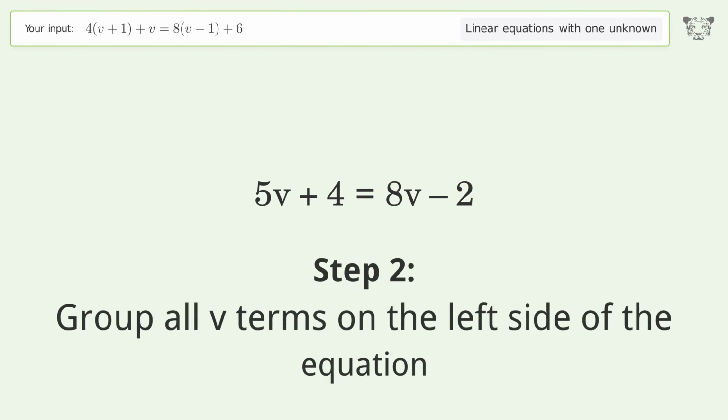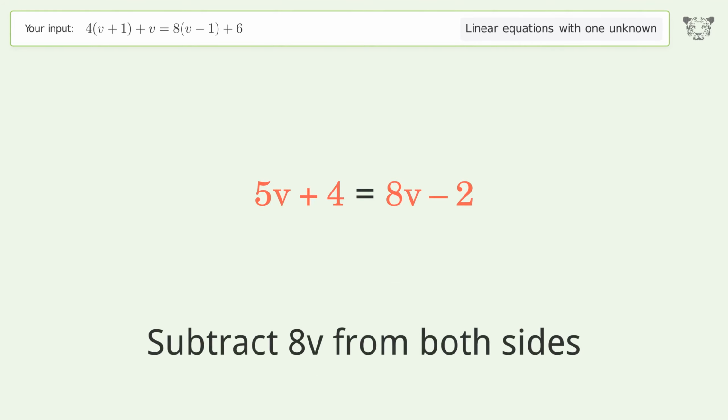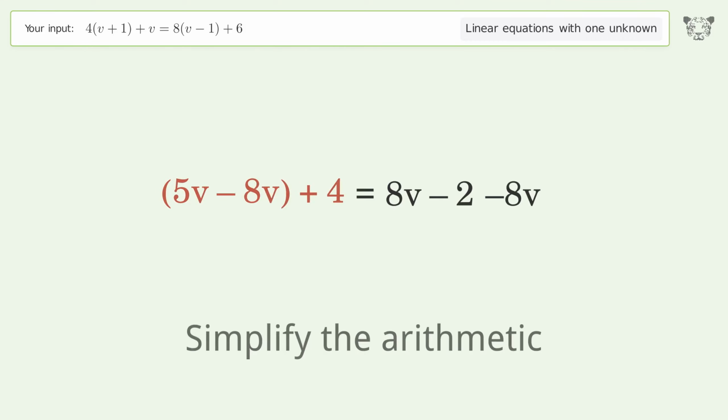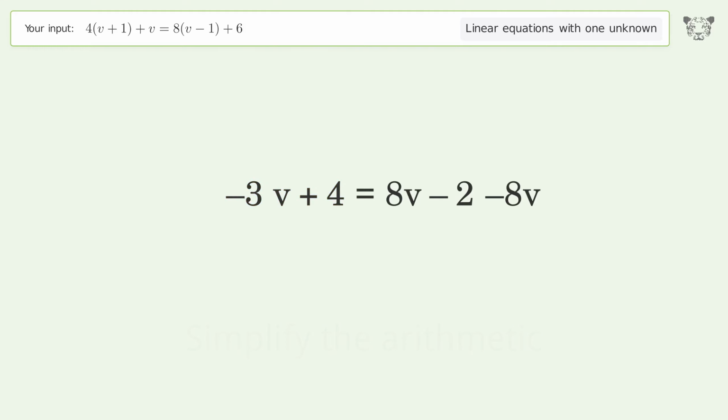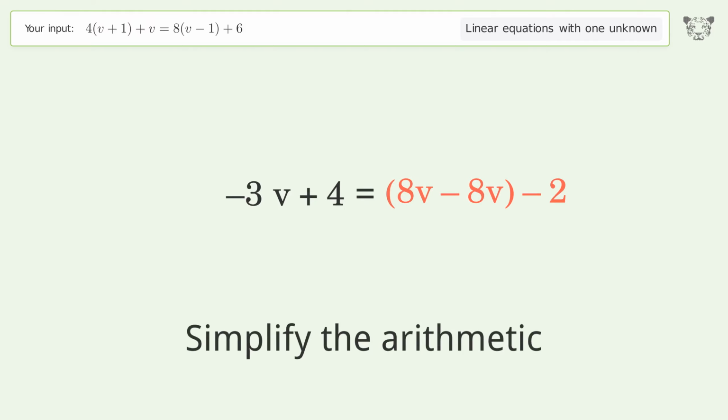Group all v terms on the left side of the equation. Subtract 8v from both sides. Group like terms. Simplify the arithmetic. Group like terms. Simplify the arithmetic.